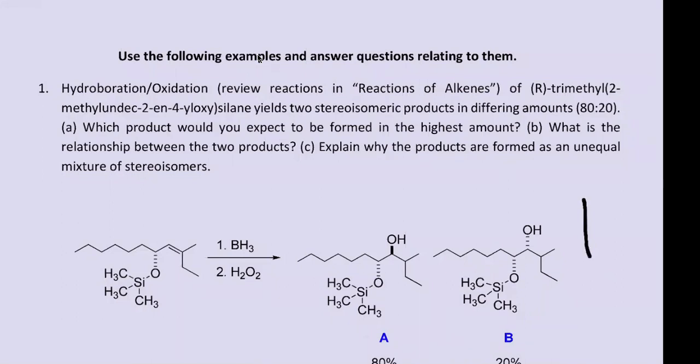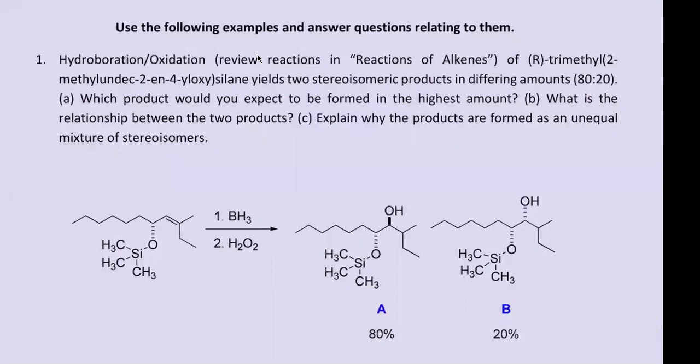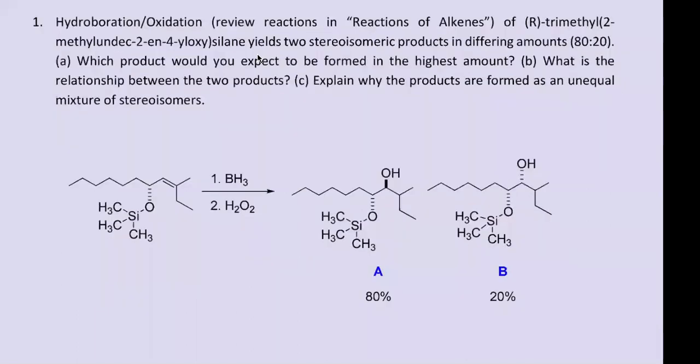Can everybody see that? Yes. The ratio is 80 to 20. So which one is major in this case? A. Exactly. A is major, because there's more of it. You get more of A than you get of B.